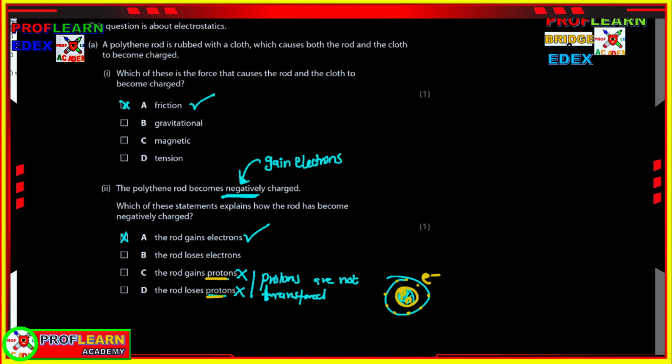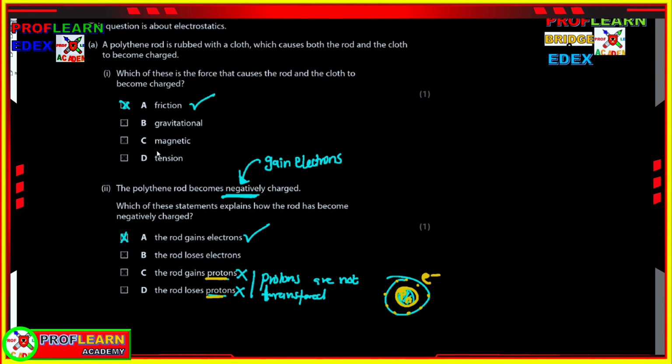I was telling my student that protons are not transferable. They are not transferred, and the neutrons are not transferred because protons are positively charged and they are inside a nucleus. They cannot be detached from there. What can be transferred is the electrons because they are loosely held around the nucleus.